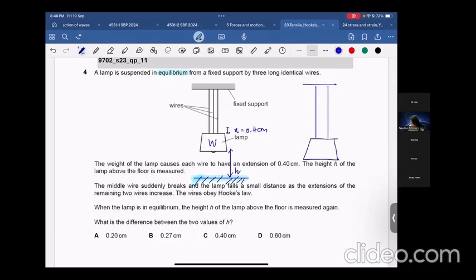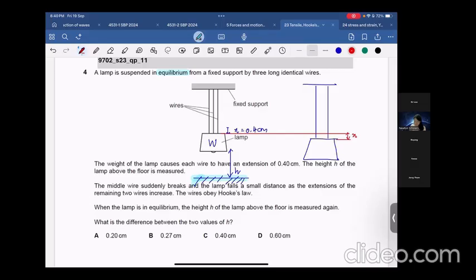Then a small distance as the extensions of the remaining two wires increase. Can you see that when I draw slightly lower? It's because when you only have two wires to support, of course, it will extend more. That's why when I draw only two wires, I draw slightly lower. Not only two springs to support it, so it will extend more. Then the wire still obeys Hooke's law, so we can still use the formula F equals Kx.